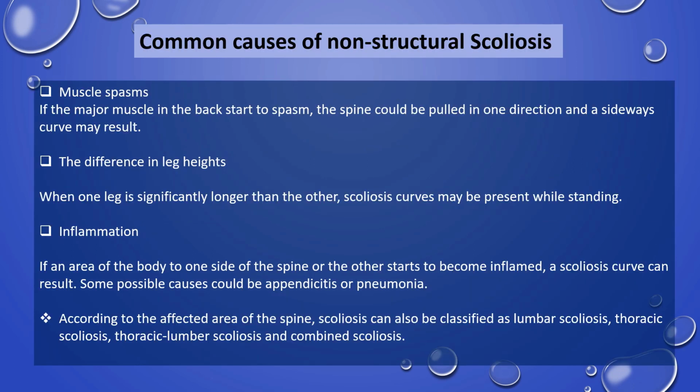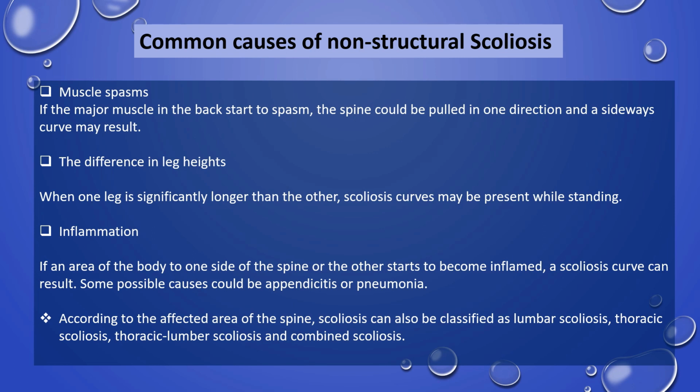Common causes of non-structural scoliosis. Muscle spasms. If the major muscle in the back starts to spasm, the spine could be pulled in one direction and a sideways curve may result. The difference in leg heights. When one leg is significantly longer than the other, scoliosis curves may be present while standing.